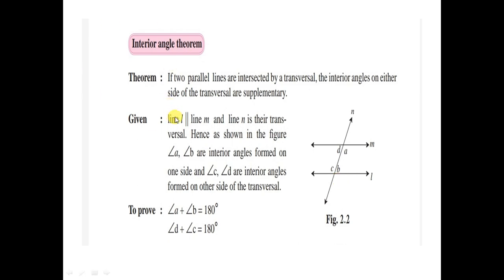So given here, line L is parallel to line M and line N is the transversal. Hence, as shown in the figure, A and B are the interior angles formed on one side, while C and D are interior angles which are formed on the other side of the transversal. So to prove: angle A plus angle B is equal to 180 degrees and angle D plus angle C equals 180 degrees.